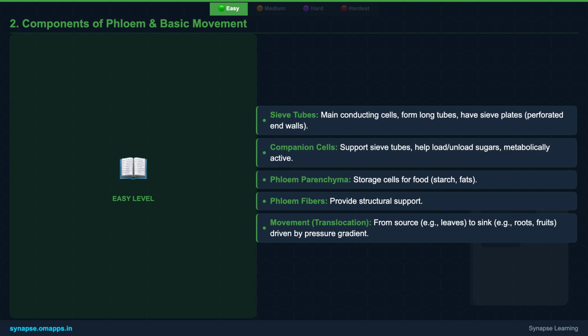Alongside these sieve tubes are companion cells. These are vital helpers, providing metabolic support and assisting in loading and unloading sugars into and out of the sieve tubes. Phloem also contains parenchyma cells for storage and fibers for support.